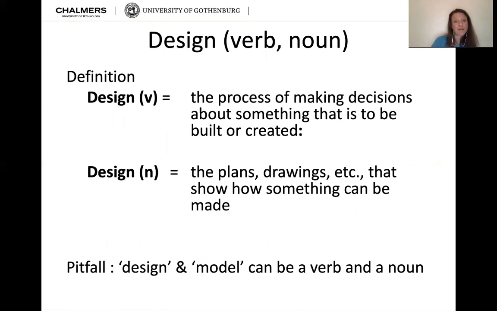So the word design has been used a lot, but what's the meaning of that one? We can use that one as a verb and as a noun as well, like model. That's a bit of a pitfall, I know, but we can work with it. So design as a verb means the process of making decisions about something that is to be built or created. And the design as a noun is the outcome of that, the plans, the drawings that show how something can be made.